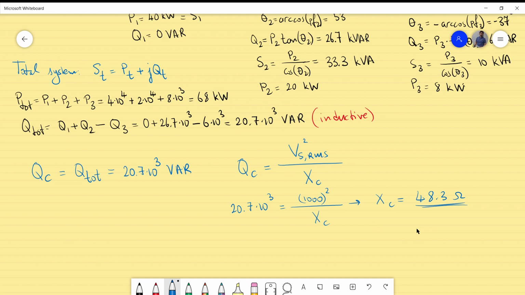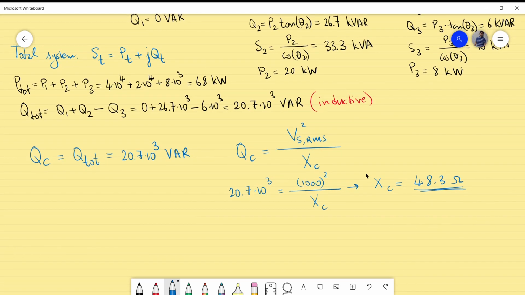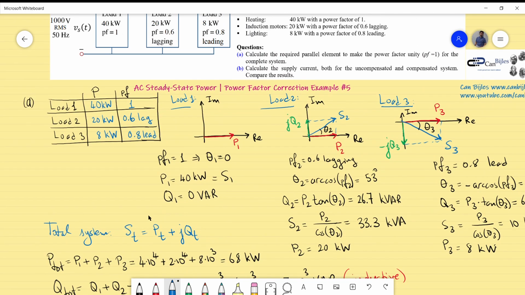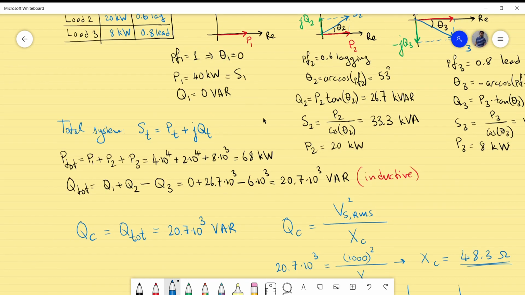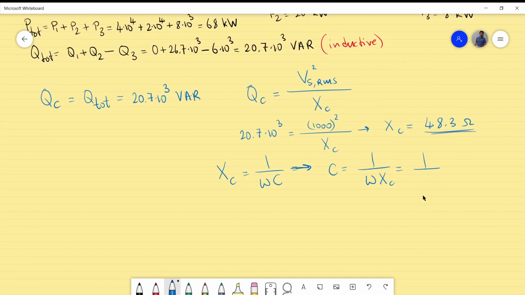Now using the already known formula to go from the X of C to the capacitor value, X of C will be equal to 1 over omega times C. So I will have the following. The C will be 1 over omega times X of C. What is omega? Omega is 2 pi times the frequency. The frequency was 50 hertz, which was given here in the question, also in the text. So I will have 2 pi times 50, which will be 100 pi. I will write it down to make sure that you see the frequency also here. So it's 2 pi times 50 times 48.3, and I will have approximately 65.9 microfarads. That's actually the capacitor required for this question, for question A.